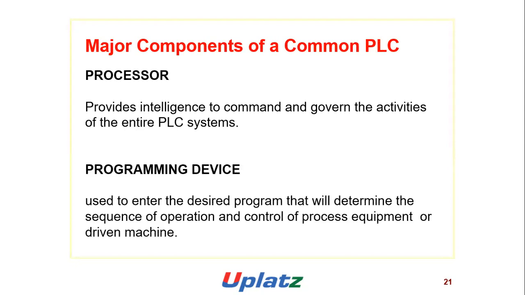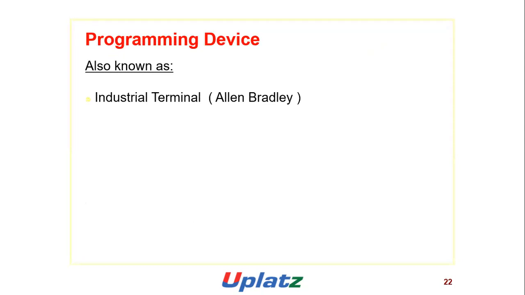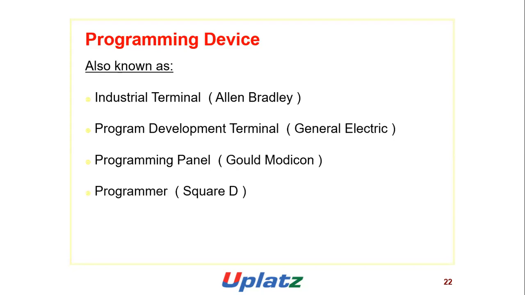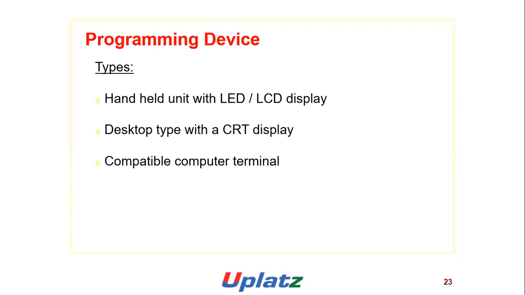The programming device is used to enter the desired program that will determine the sequence of operations and control of process equipment or the driven machine. Programming devices are also known as industrial terminal, Allen Bradley; program development terminal, General Electric; programming panel, Modicon; programmer, Square D; program loader, DEC; programming console, Keyence, Omron. Types: handheld unit with LED or LCD display, desktop type with CRT display, compatible computer terminal.